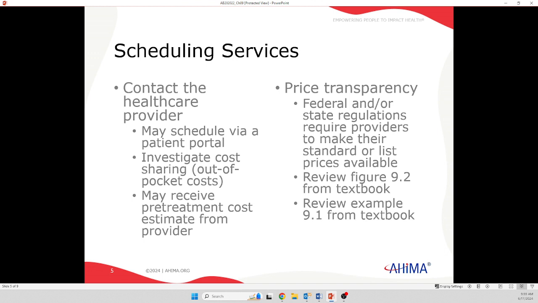So remember, with that deductible, you have to get to that deductible a lot of times before you get to your coinsurance. Remember, coinsurance and copay are different.